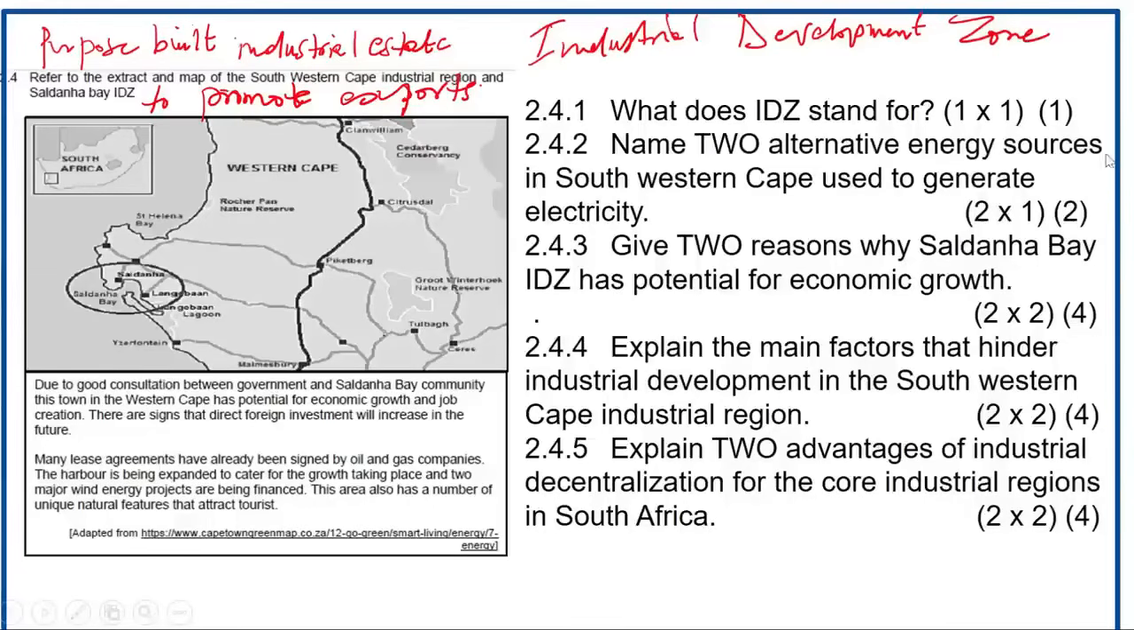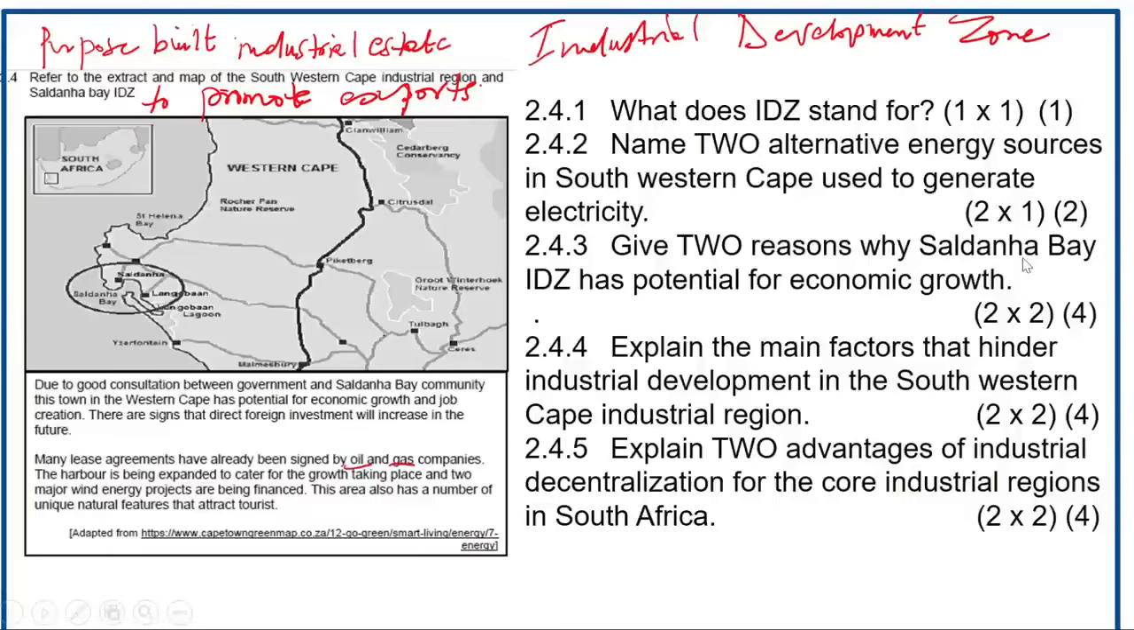Name two alternative energy sources in the Southwestern Cape used to generate electricity. Those are simply available there. You can see them there. It will be your oil and your gas. But because these questions are based on the extract, not on the concepts, we can move through them.